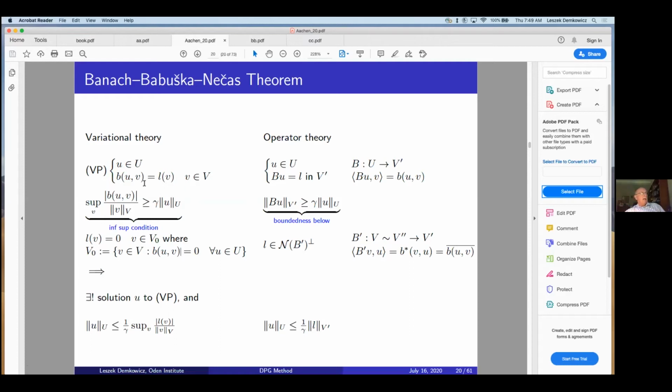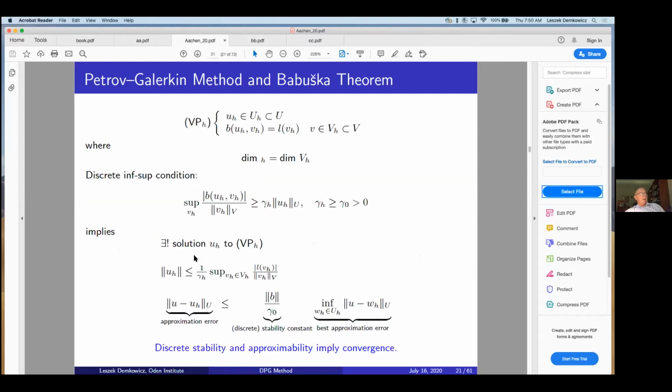It goes without saying that on the infinite dimensional level, B and L have to be continuous. So this is the Babuška-Nečas theorem, equivalent to the Banach theorem. And the important thing here is the concept of the inf-sup condition that you arrive at and the compatibility condition. And then you have the concept of Petrov-Galerkin method and the famous Babuška theorem.